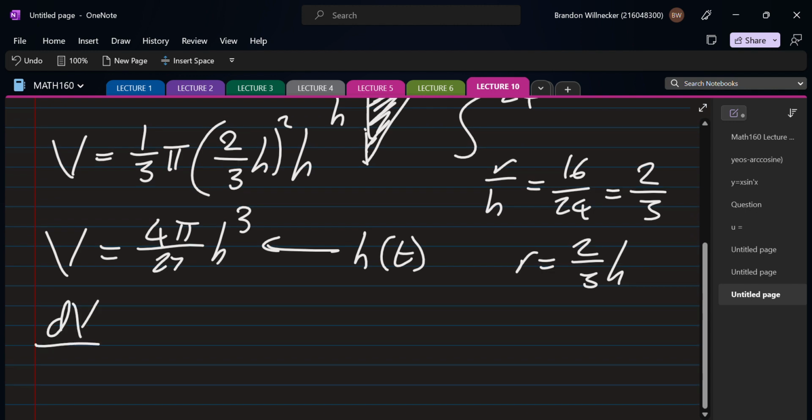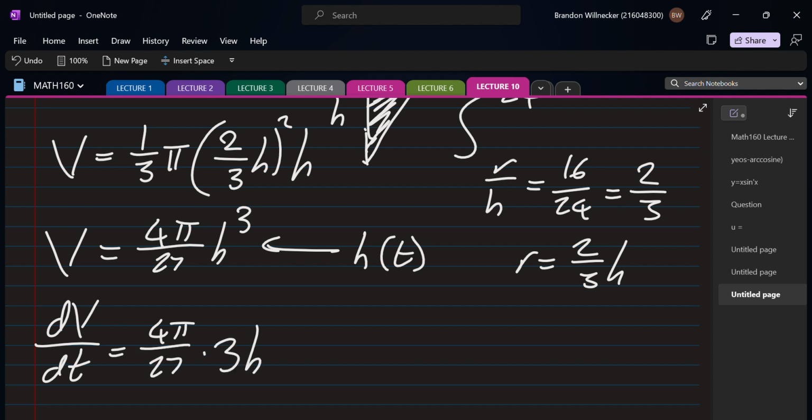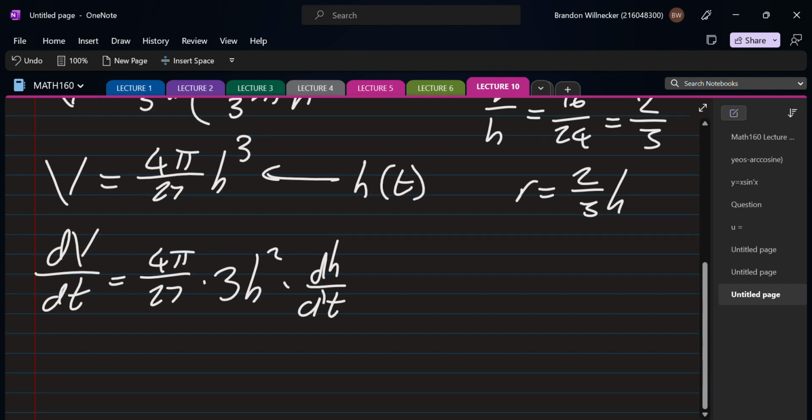So dV by dt is going to be 4 pi over 27. Differentiating H cubed, that's going to be 3H squared. Chain rule, we differentiate the inside, that's going to be dH by dt, which is what we wanted. Now dV by dt was given as 8. So here we put in 8, H we put in 12, and then we can solve for dH by dt.